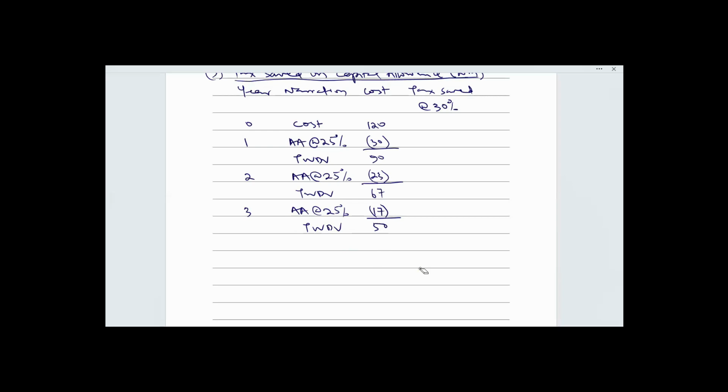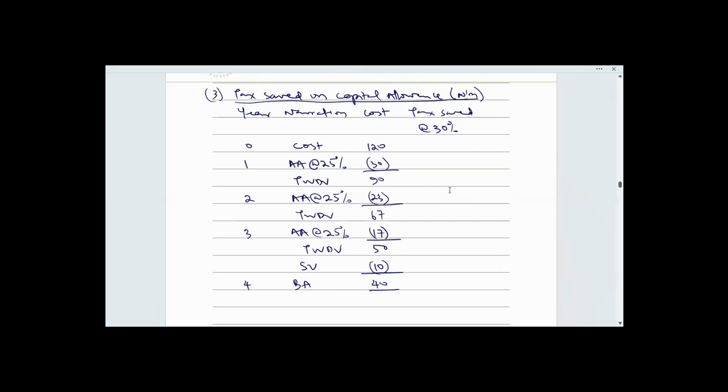So in year 4, this equipment will be disposed at what price? 10 million. So scrap value is 10 million. Therefore, the difference between 10 million and 50 million tax written down value will give me 40. This 40 is called what? Balancing allowance. Remember, when your tax written down value from the preceding year is greater than your sales proceeds, it is balancing allowance.